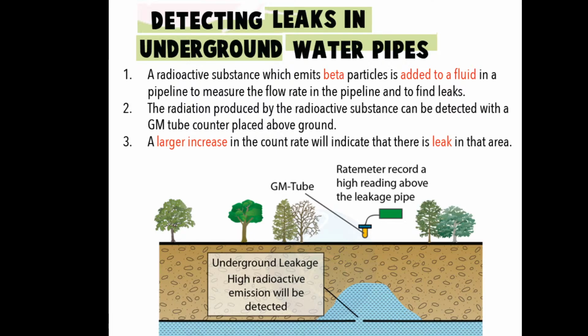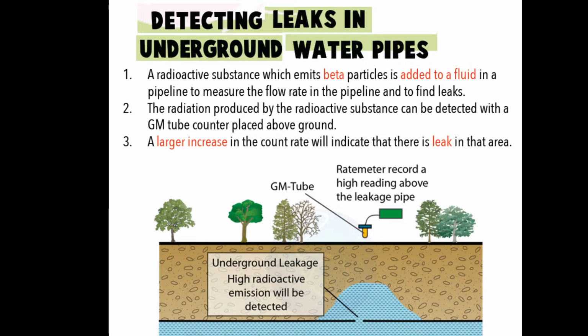So they say they're using the beta particle, added into the fluid. Now they add it into the fluid. That means we never use the beta particle as a solid. Normally we use it in liquid form. Why liquid? It's easy to mix together with the water, so it may be easy to detect. If they use solid, you still need to take some time to let it dissolve together with the water. So from here they add it to the fluid in a pipeline.